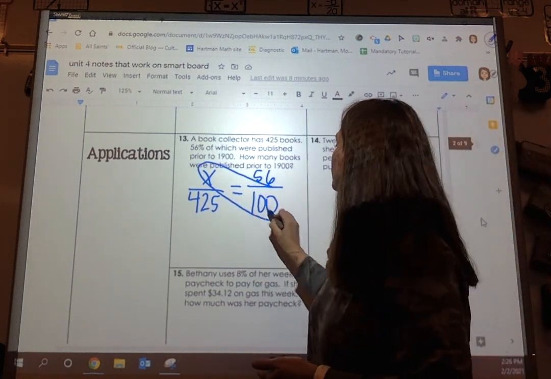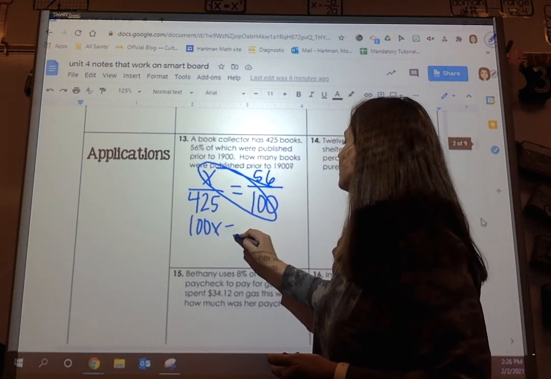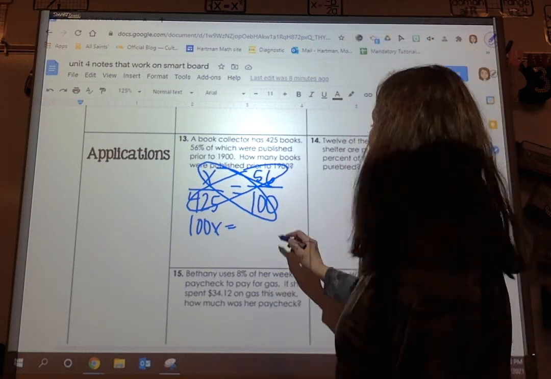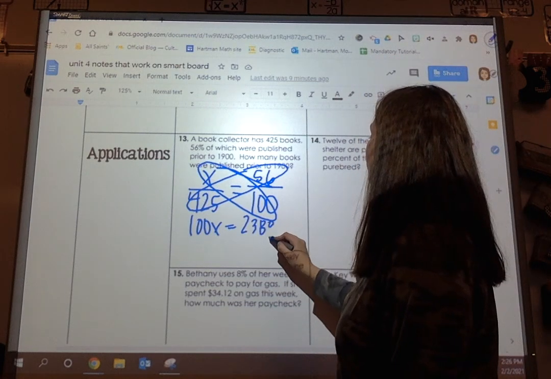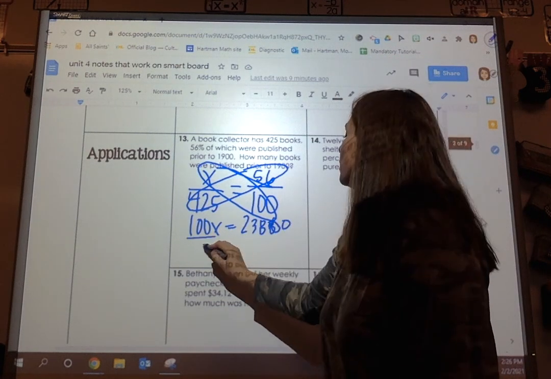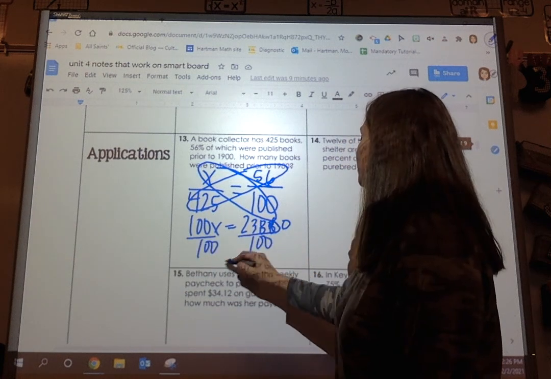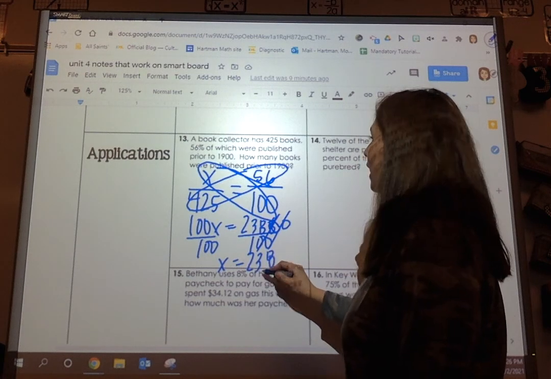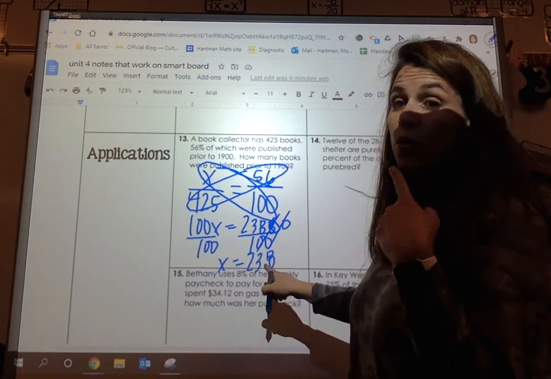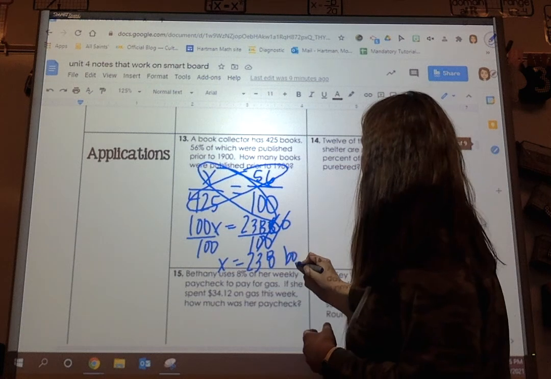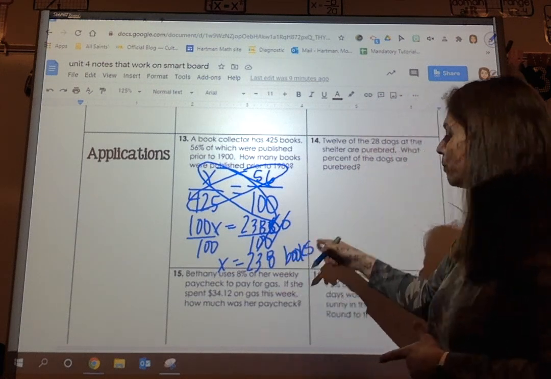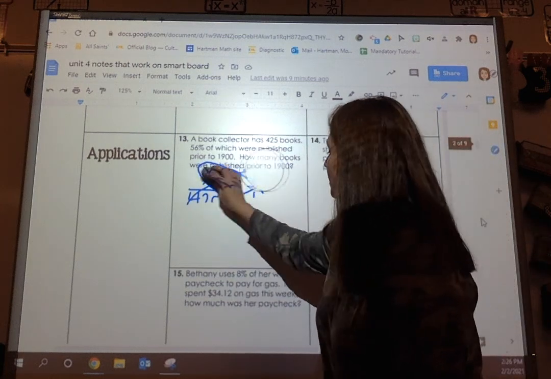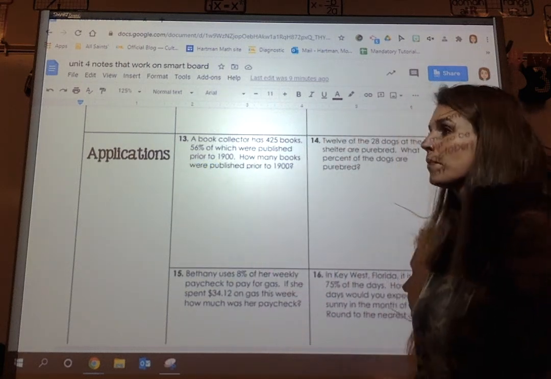Now when I cross multiply, I get 100x equals 425 times 56, which is 23,800. Then I'm going to divide both sides by 100. So I get x equals 238. So you would write 238 books were published prior to 1900. So 238.